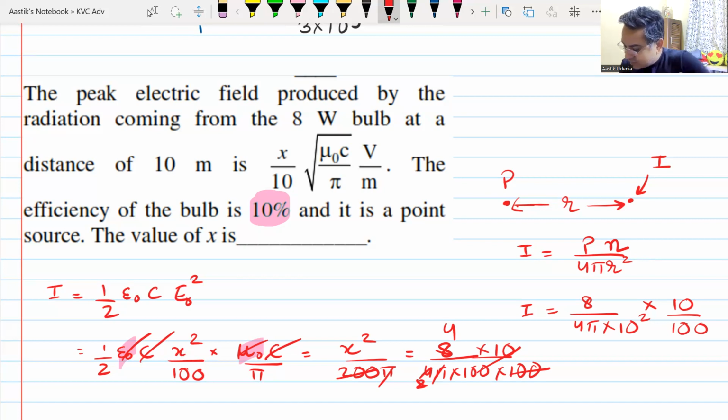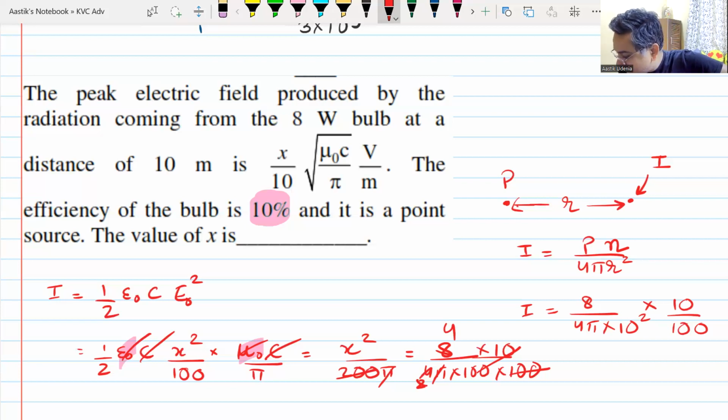So maybe there is a mistake somewhere. The answer should be coming as 0.4. So the root of 0.4 is 0.2. Is it so? So my answer is coming as 0.2. Do you understand how this sort of problem has to be done? Yes. Have you understood this? Yes. Sure?